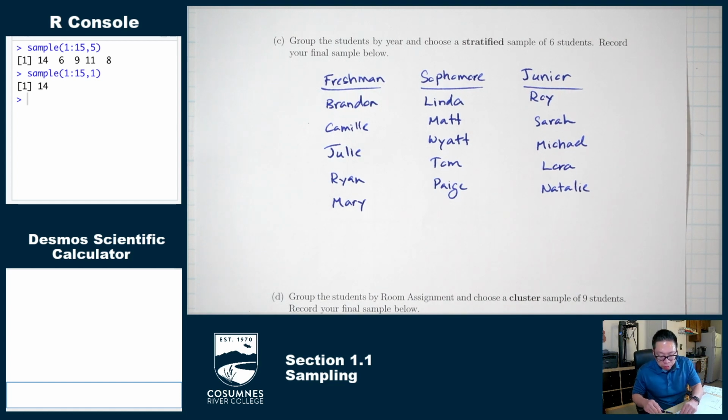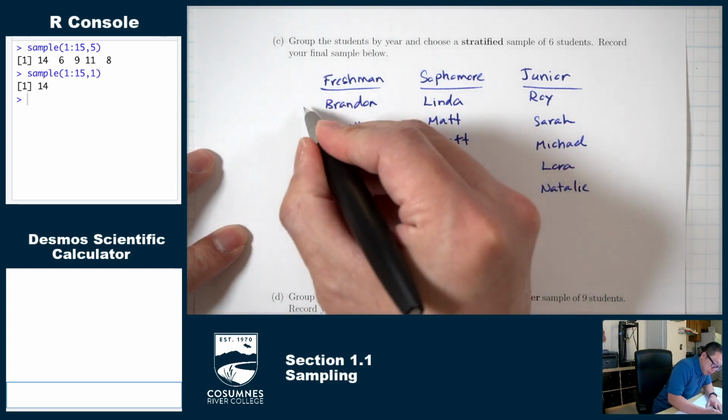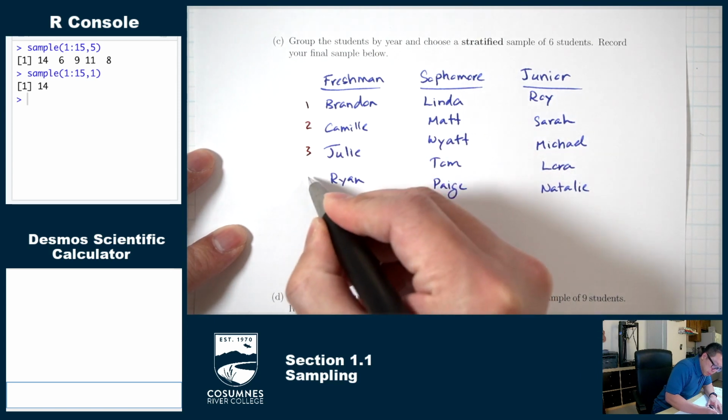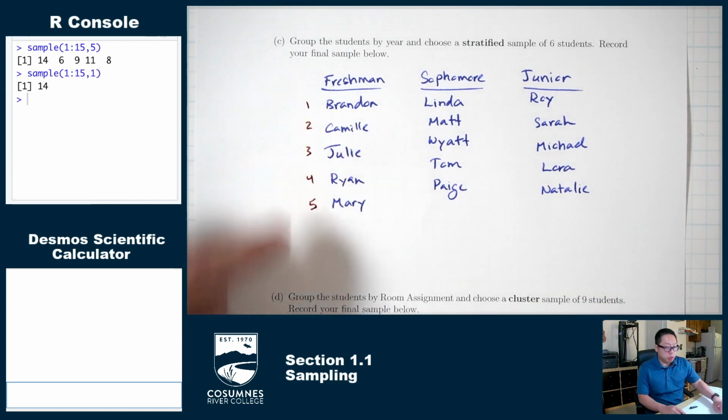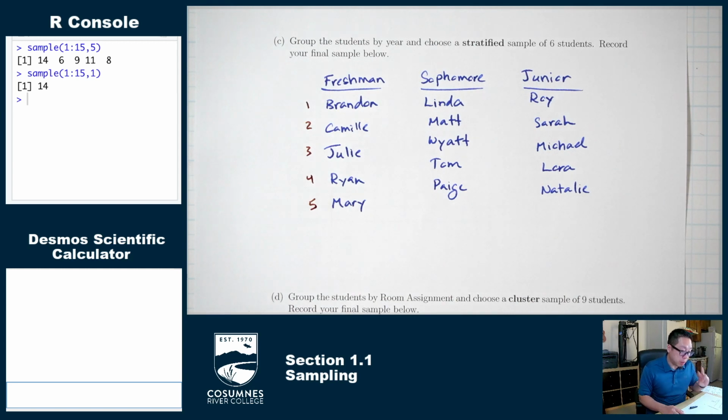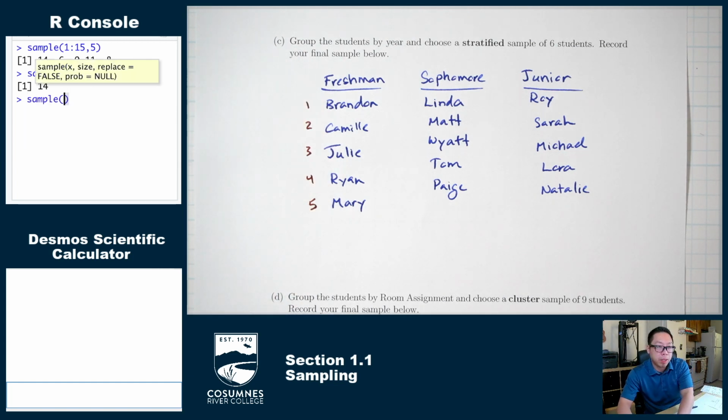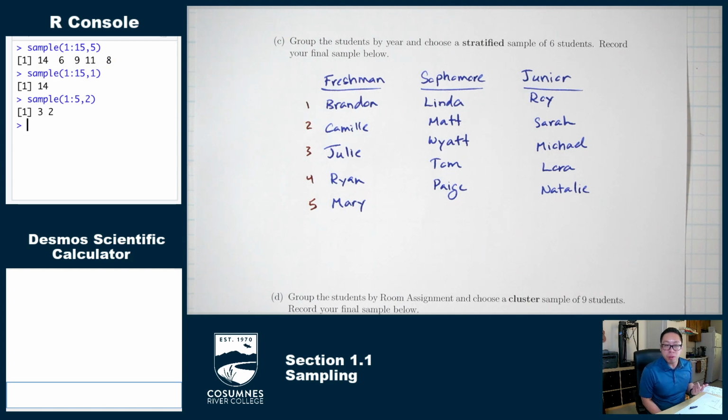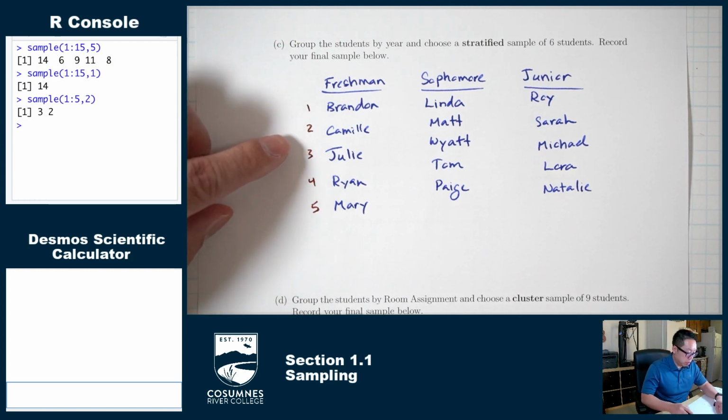Okay, so the way I'm going to choose 2 students from each group is the same way we do a simple random sample. I'm going to number the students. And I'm going to choose 2 students from the freshmen, which means I need to, in R, choose 2 random numbers between 1 and 5. So I'm going to do sample 1:5, and I want to choose 2 students. Okay, so this is telling me I need to choose student 3 and student 2, which is Julie and Camille.